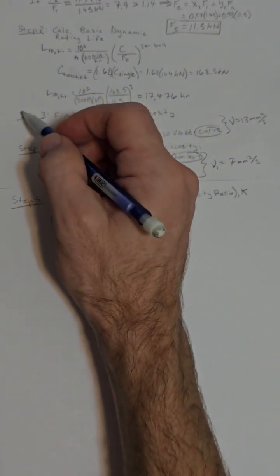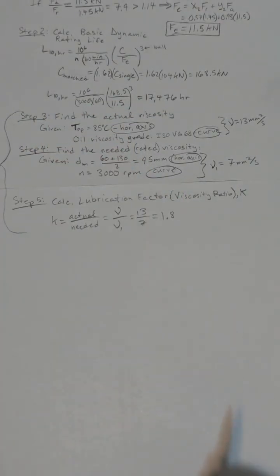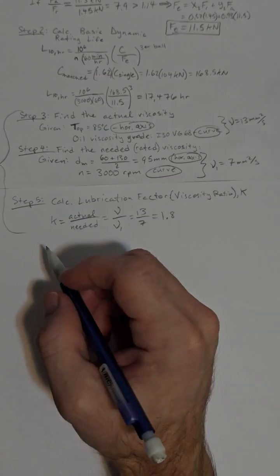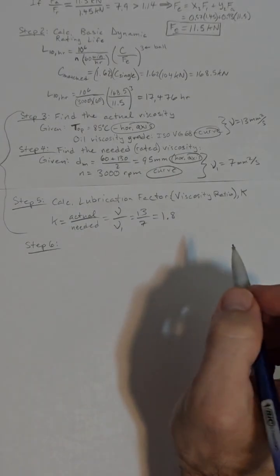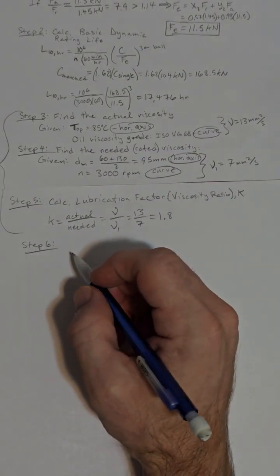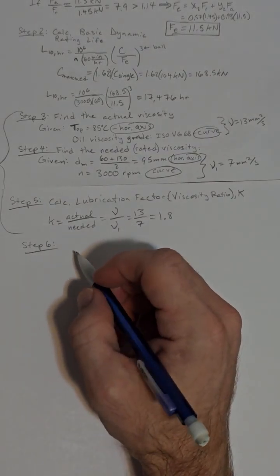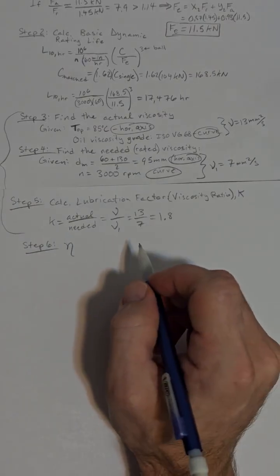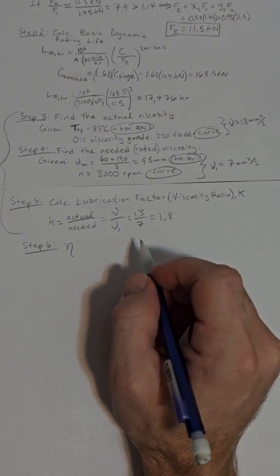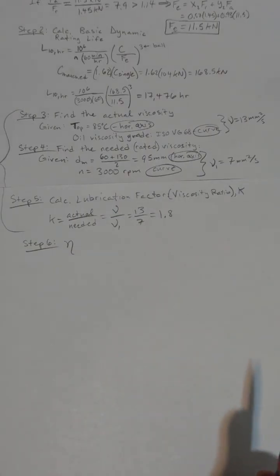So we saw that steps 3 through 5 here were about lubrication. Now we're going to talk about contamination and its effects on fatigue life. Step 6 is to account for the effects of contamination on fatigue life, and this step is to find the eta value. The key words for the eta value were that we were looking at minor grit ingress.